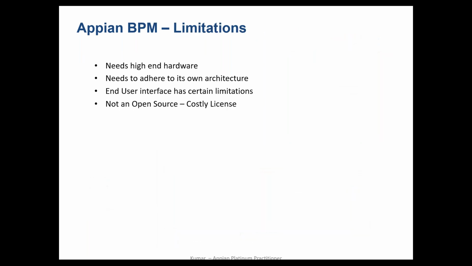So in the same way, Appian also has some limitations and disadvantages. As I told you, it's purely web based. To have good performance, you need very high-end hardware. So again, that is a cost for the company. Those who are buying a costly license also need high-end hardware at the same time.